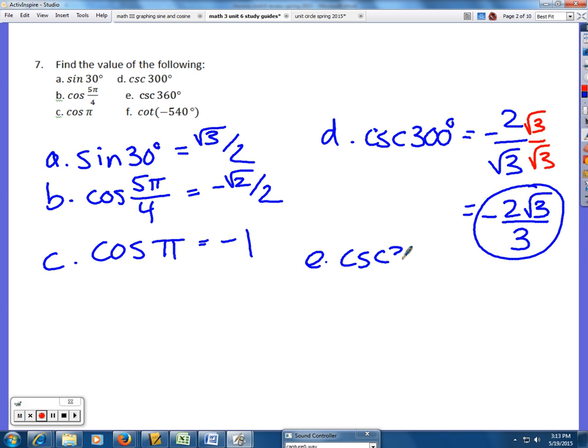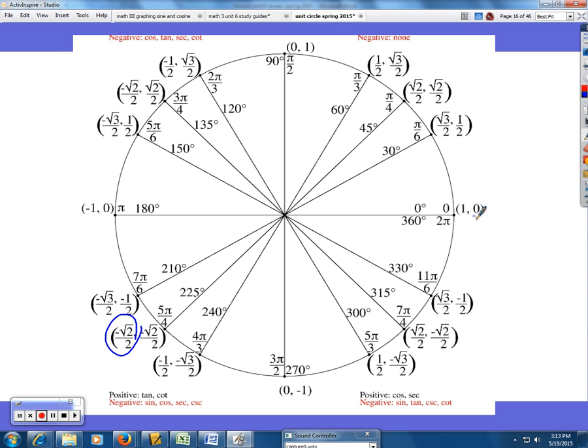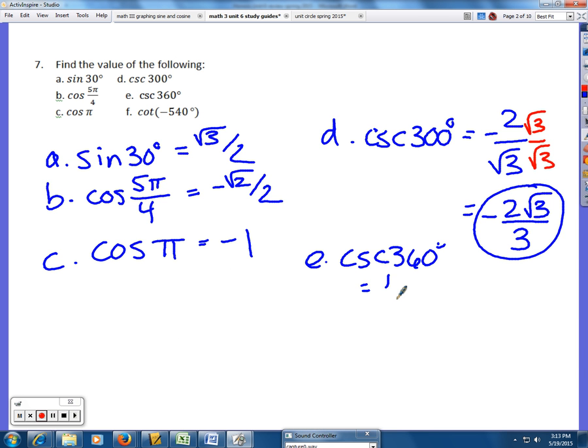Cosecant of 360, I'm going to have to move down here. 360, cosecant is 1 over y, or if I did the reciprocal, it would be like doing 1 over y, because if I did this over 1, we just flip it, it would be 1 over 0. So I do 1 over 0. However, I can't divide by 0, so that again is undefined.